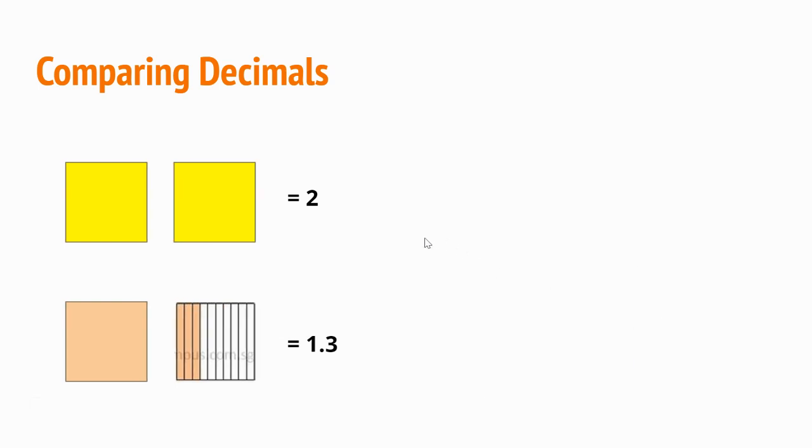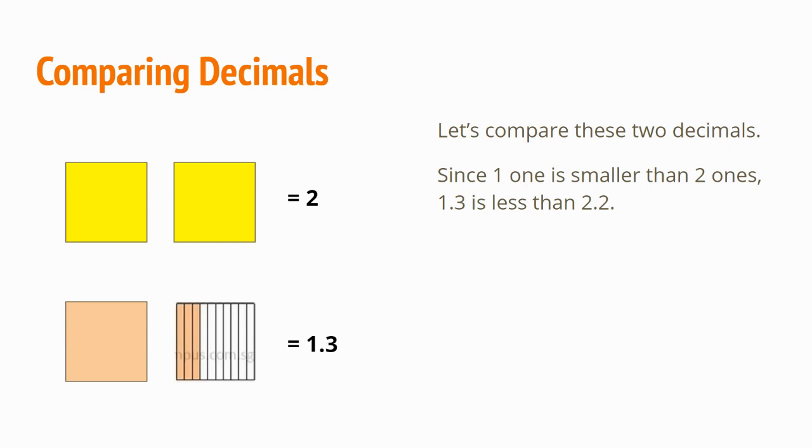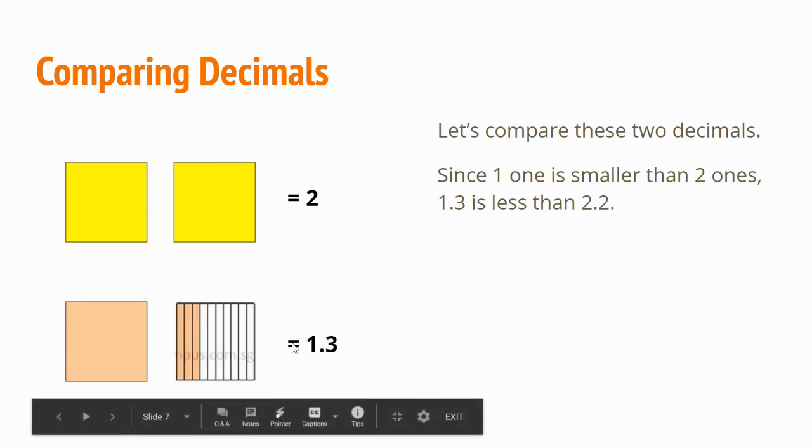Let's look at another example. 2.2 and 1.3. When we're comparing these two decimals, we'll start as always by looking at the highest number. And here, since 1 is smaller than 2 ones, we know that 1.3 is less than 2.2.